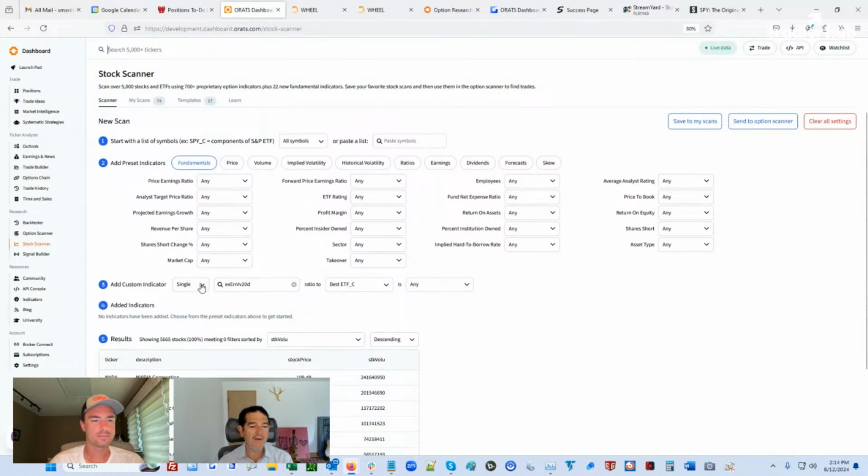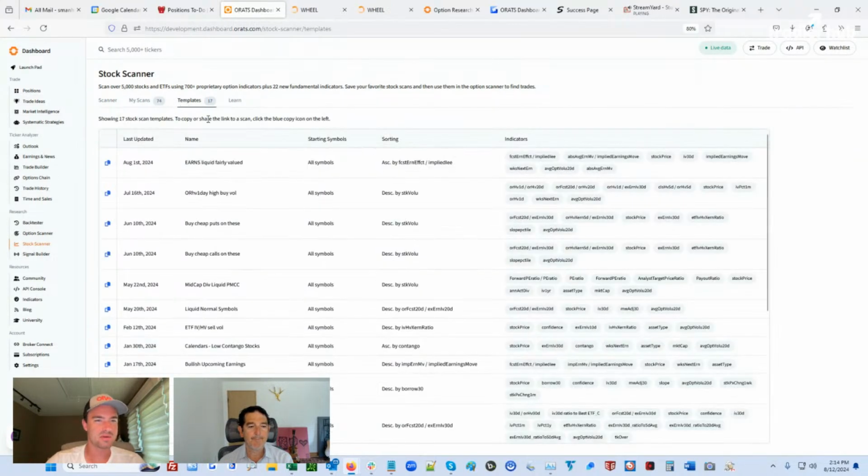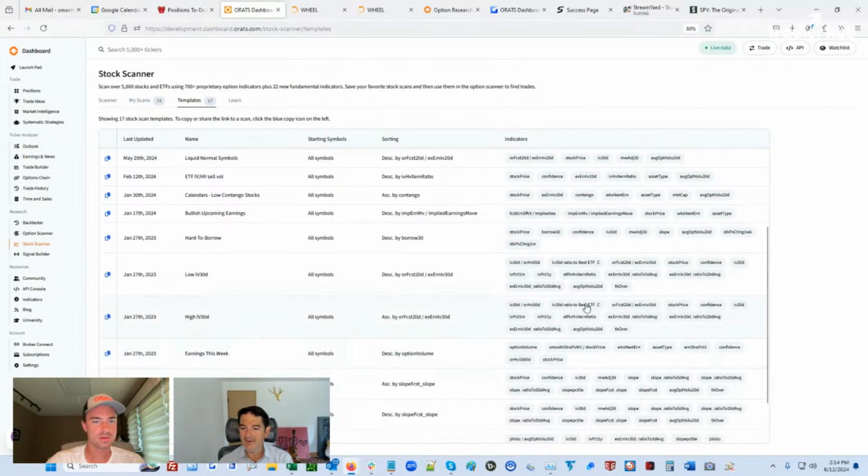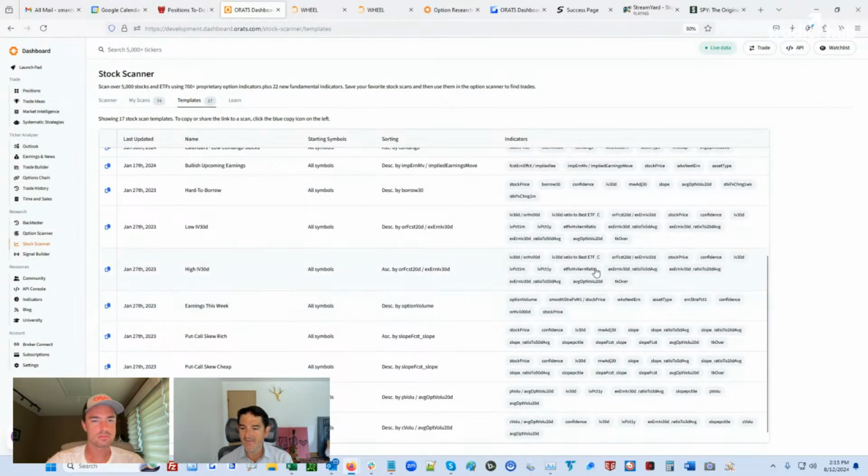So do you have any ideas, or should I just continue with this? Well, I wonder if we have anything in the templates, or we could make something to put in the templates right now. I don't think we have any. Oh yeah, here's the IV ratio to the best ETF. So this is finding high volatility. So I'll search on _C. Yeah, so it's just these two.